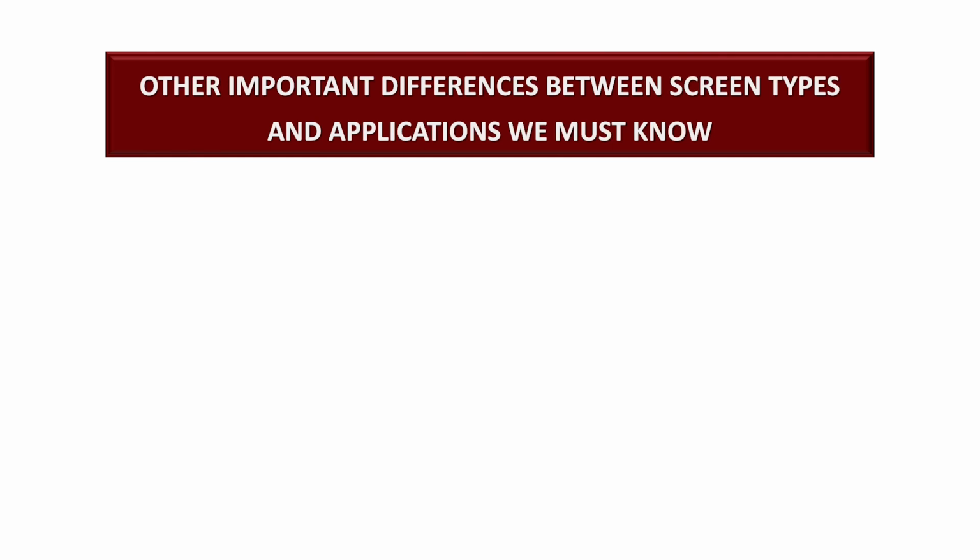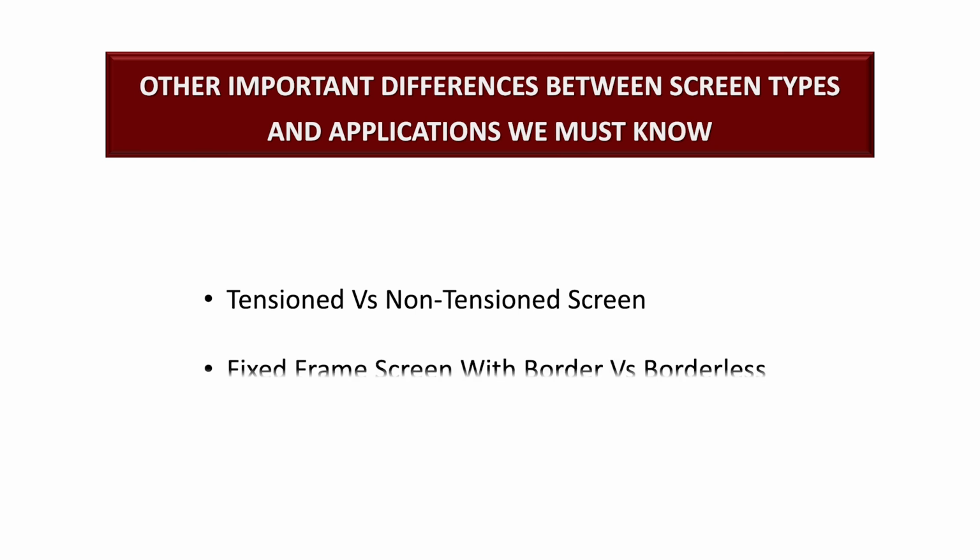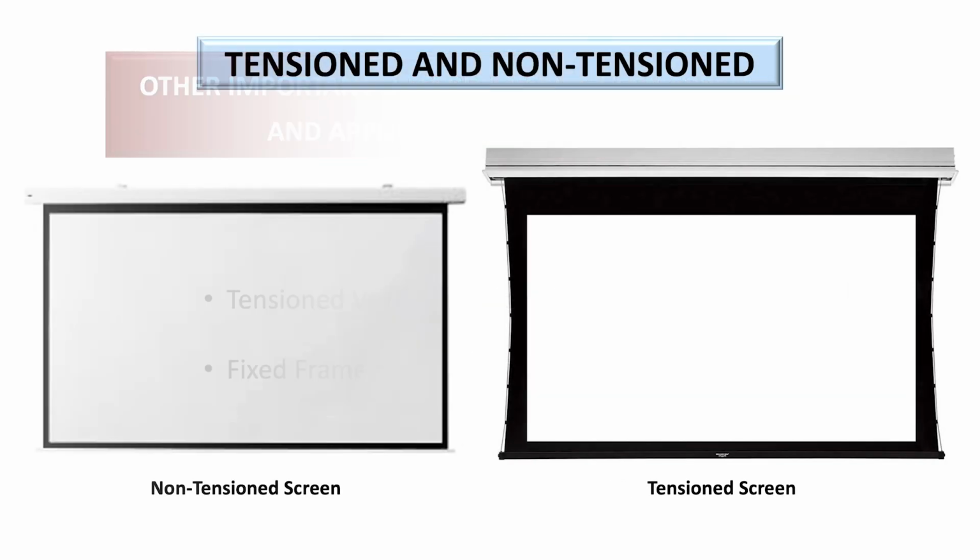All right? Okay, other important differences between screen types and applications you must know. For example, you may have heard of tension and non-tension screens. It's nothing to do with headache. This tension is the pull, okay? And then there's also the fixed frame screen with border and no border. Wow, what is this? Okay, let's talk about the tension screen first. The one shown on the left is a non-tension screen, which is very common. And the one on the right is a tension screen. So what is this tension thing?